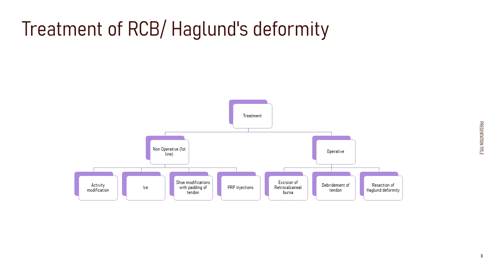Treatment follows a similar schema to the first condition. Non-operative is the first line with activity modification, ice, external padding of the Achilles tendon with modified shoes. Injections, again, you can use PRP or experimental injections, but you should not use steroid injections because these can increase the risk of Achilles tendon rupture. Operative is removal of the retrocalcaneal bursa, debridement of the tendon, and resection of the Haglund's deformity. Again, these are only indicated if all non-operative methods have failed, and the technique is again through midline, lateral, or medial J-shaped incisions.